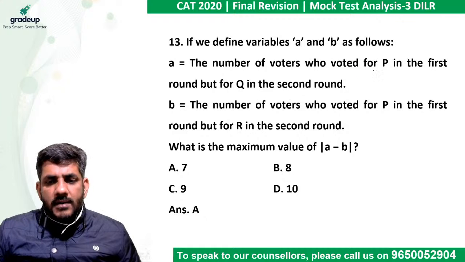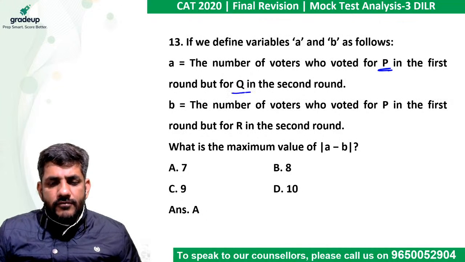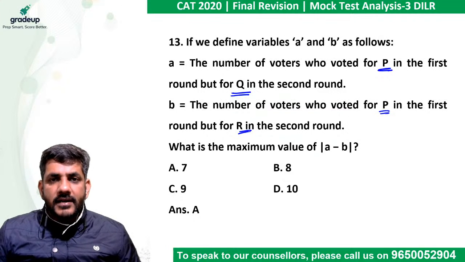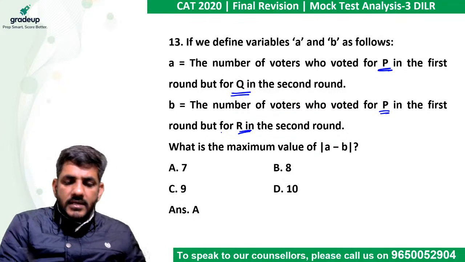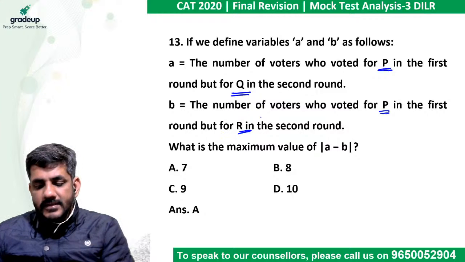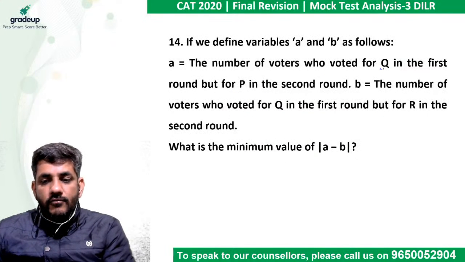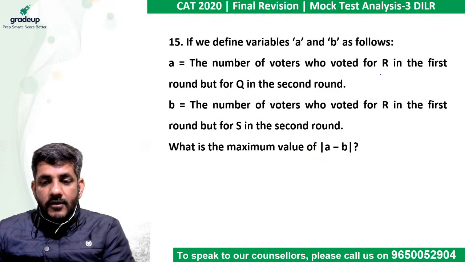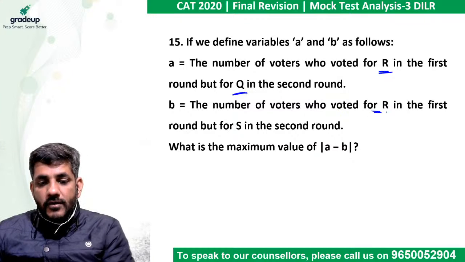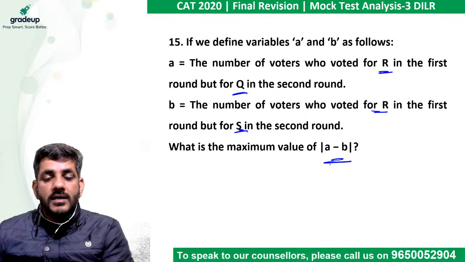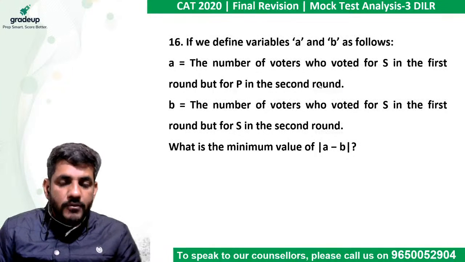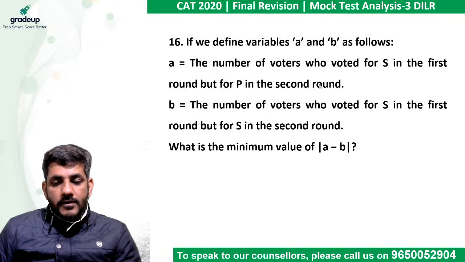ध्यान से देखिए. Number of people who voted for P and voted for Q in the second round. number of people who voted from P to R in the second round. We have those two numbers. Difference ले लीजिए, give the answer. Next question भी यही है. Voted for Q and then P, voted for Q and then R. उनका भी difference पूछ रहा है. Next भी यही है. Voted for R and then Q, voted for R and then S. उनका भी difference पूछ रहा है. और last में भी यही पूछ रहा है. So ultimately everywhere the same question is being asked to you.